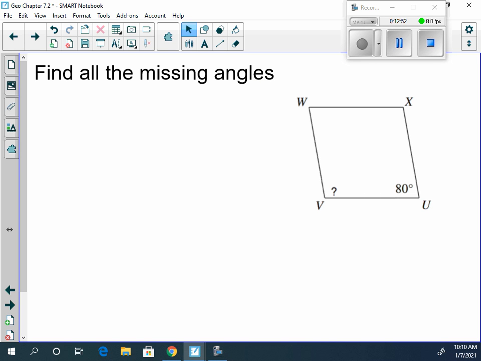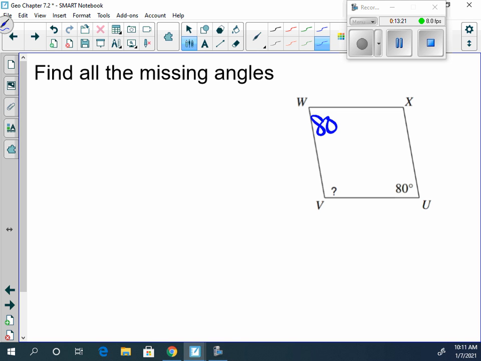Now this first problem here is not too bad. We're just wanting to find all of the missing angles. Now looking at this here, we have 3 missing angles, V, W, and X. Which one do we know for sure without doing any math? Well, we know what W is. What is the measure of angle W? 80, because the opposite angles are congruent.